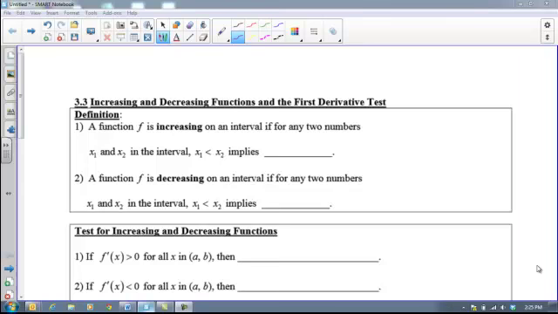Today we're going to talk about increasing and decreasing functions in the first derivative test. And we are beginning our journey on what does f prime say about f. So we're going to get some definitions out of the way.